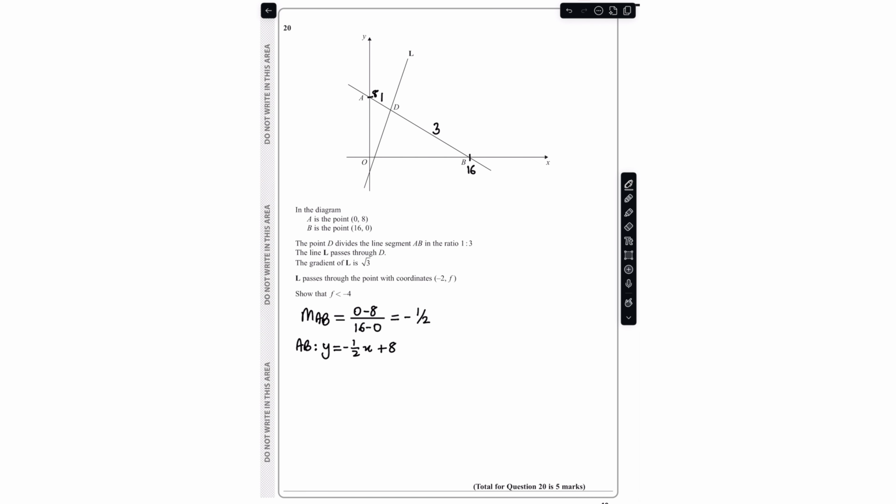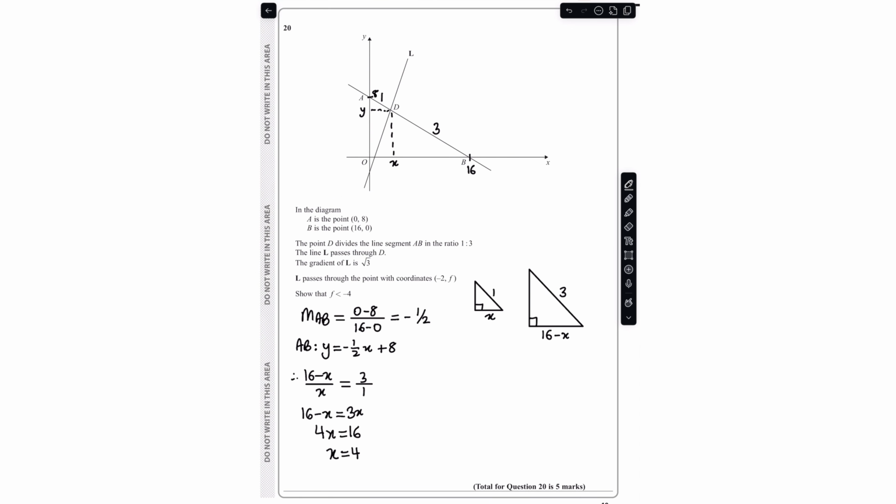We now need to evaluate the coordinates of D in order to determine the equation of line L. And using the similar triangles on the screen, we can determine the x coordinates of D. Therefore, 16 minus x all over x equals 3 divided by 1. So 16 minus x equals 3x. And if you add x to both sides, that gives you 4x equals 16. So the x coordinates of D is 4.